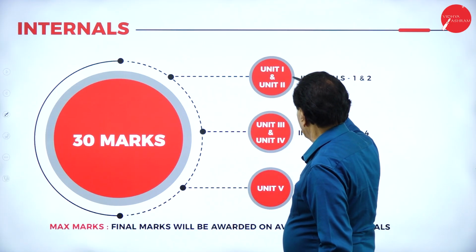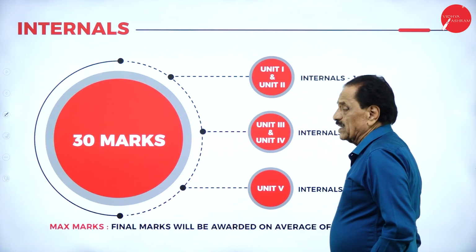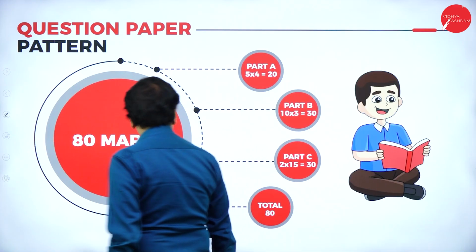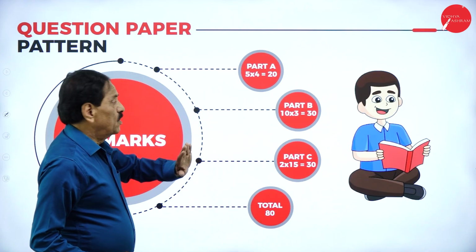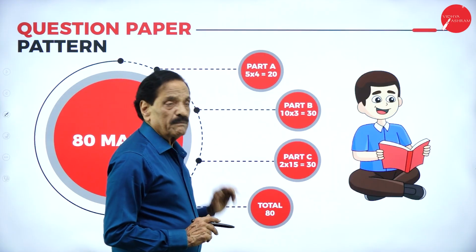This is for internal first, second, third. So final marks will be awarded on the basis of the average of 3 internals. 80 marks. First, we'll ask about 6 questions. You have to answer any 5. 5 into 4, 20. Section B.